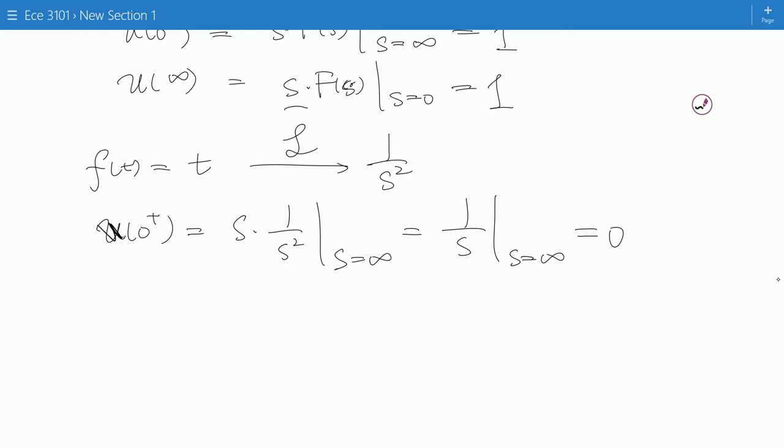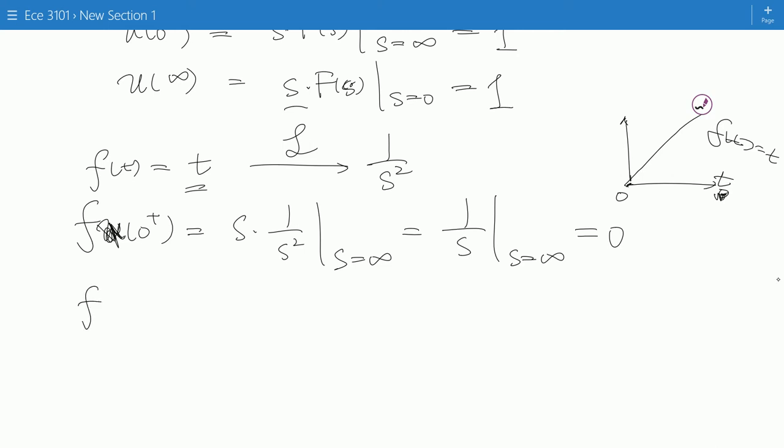So here should be f of 0 plus. So it means the initial value of my function is 0, which makes sense because this is 0, this is t, this is f of t equal to t. So it starts from the origin 0.